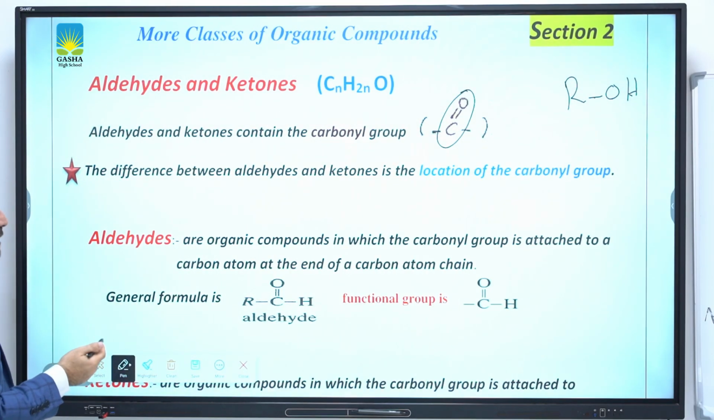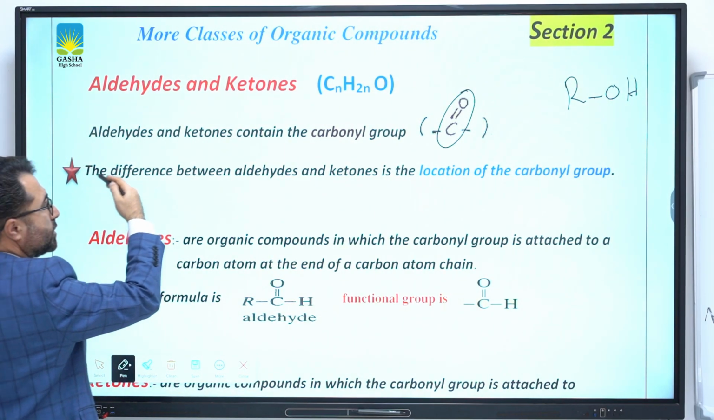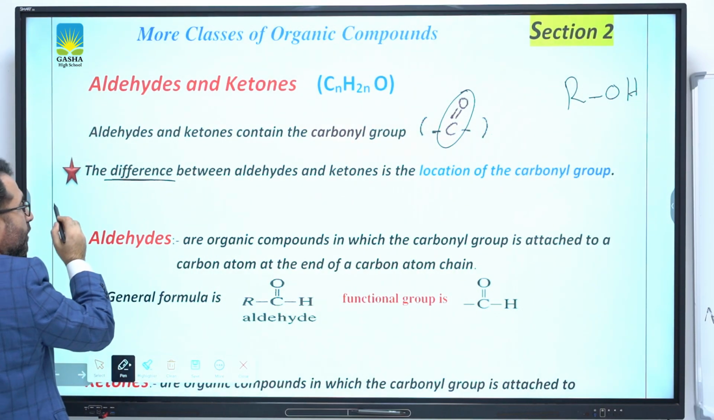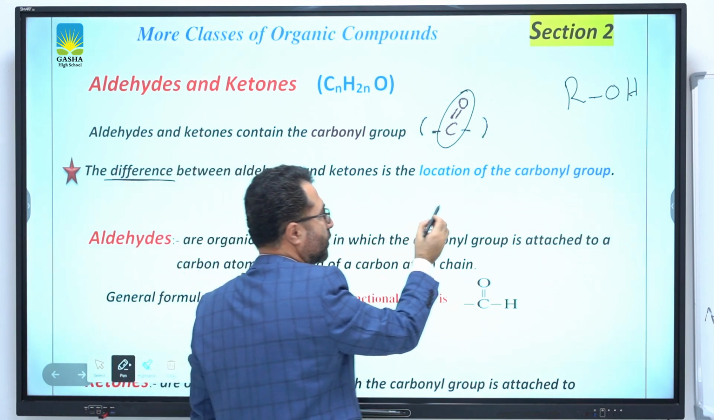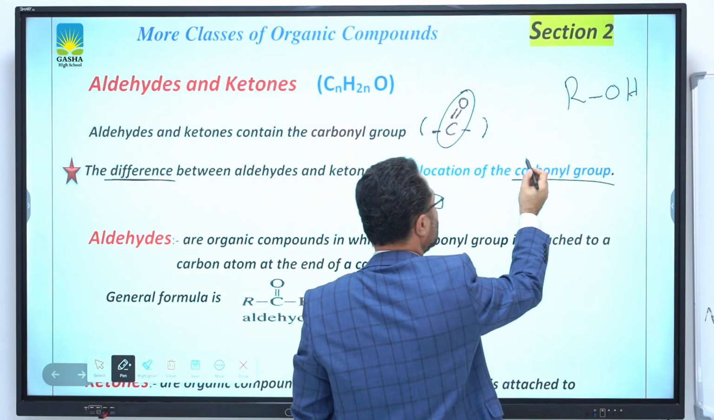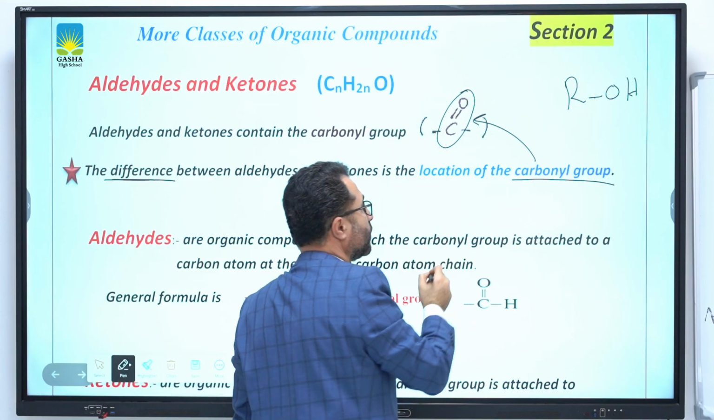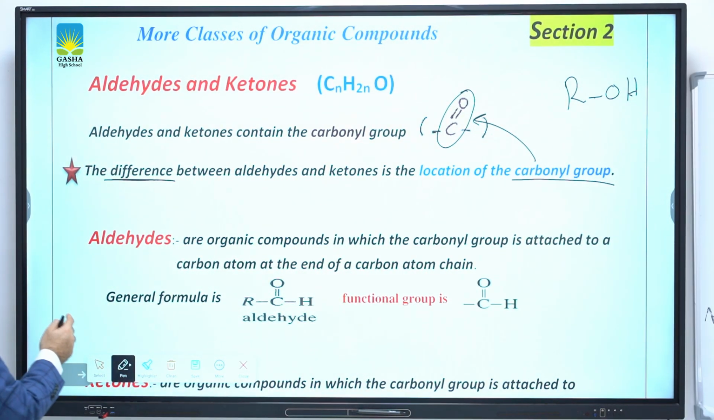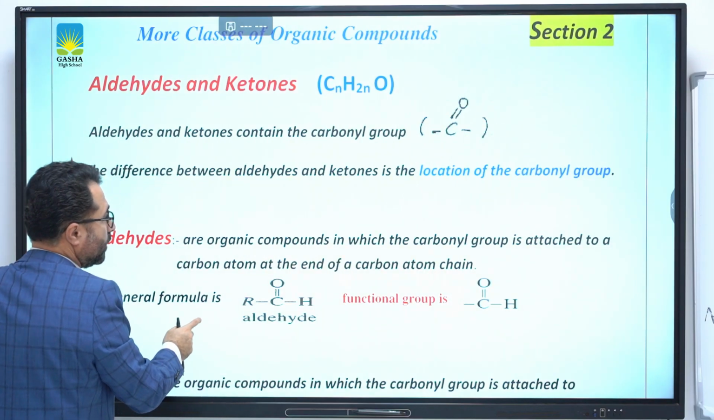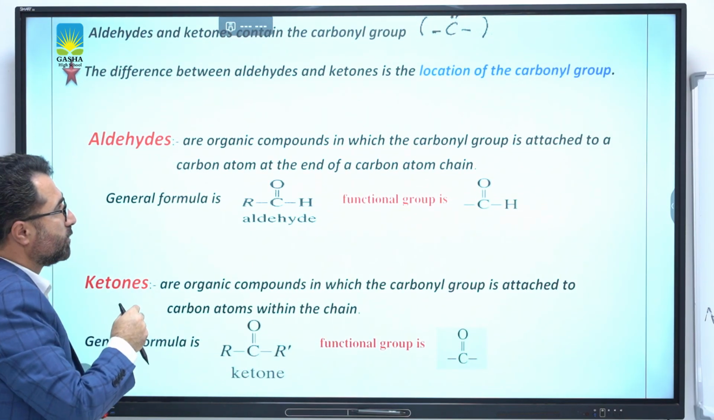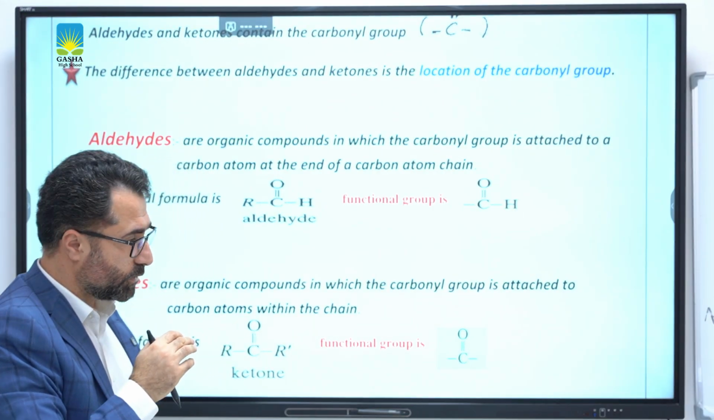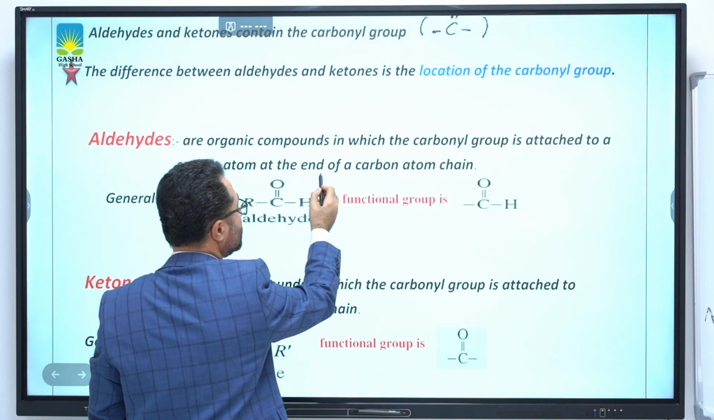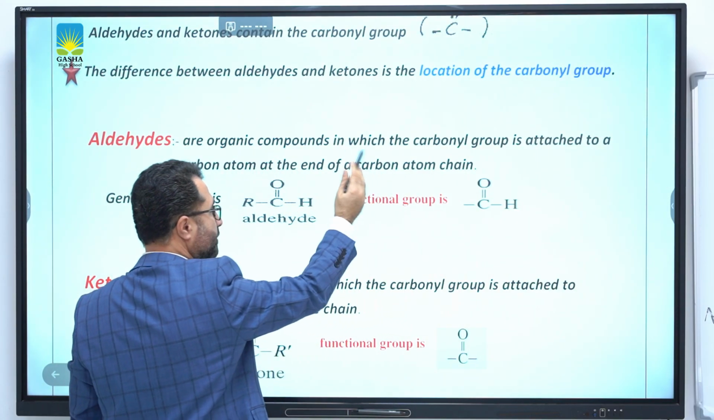So both have the same functional group, sorry, the same carbonyl group. But the difference between them is the location of the carbonyl group. Yani, aldehyde and ketone contain C double bond O, but the position is different. So aldehydes are organic compounds in which the carbonyl group is attached to the carbon atom at the end of the carbon atom chain, and it's first.